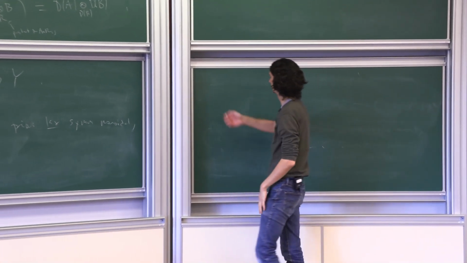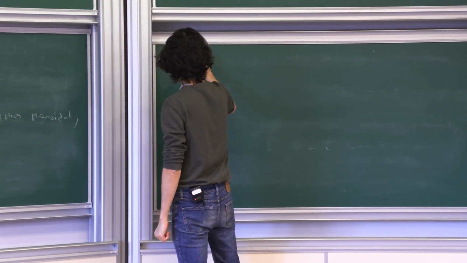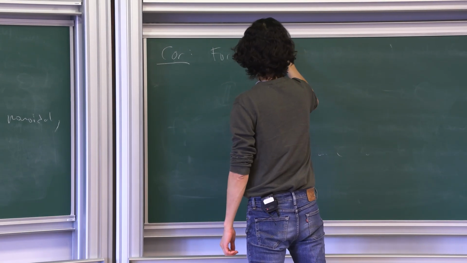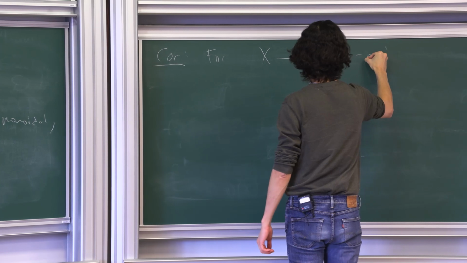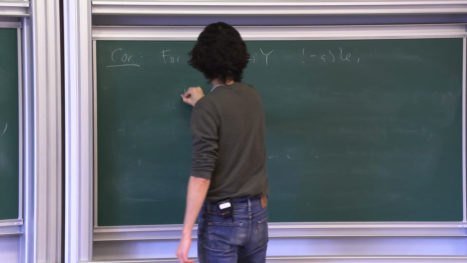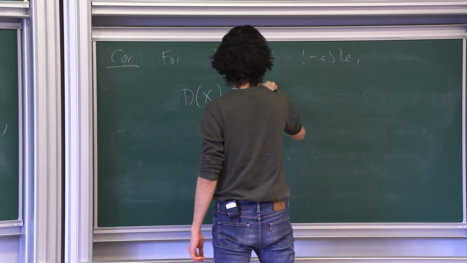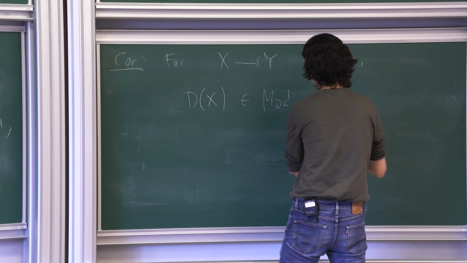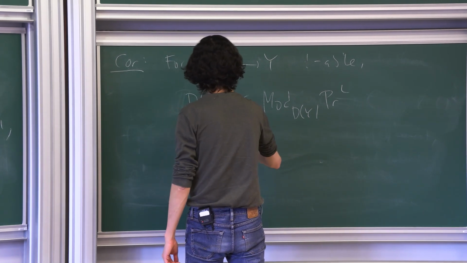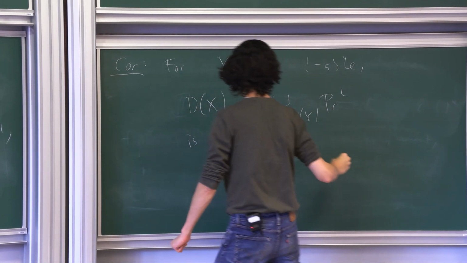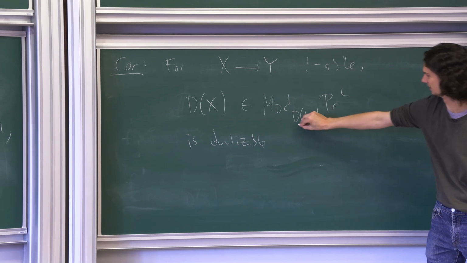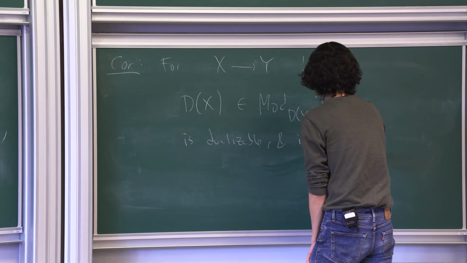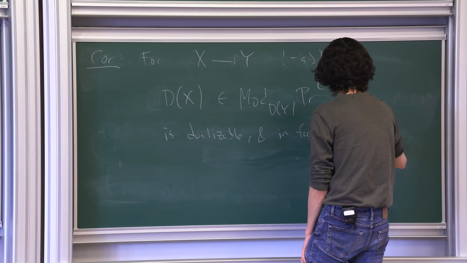A corollary is that for x to y shrinkable, this object D of x in modules over D of y in PRL is dualizable with respect to the tensor product, the relative tensor product over D of y. And in fact, it's canonically self-dual.